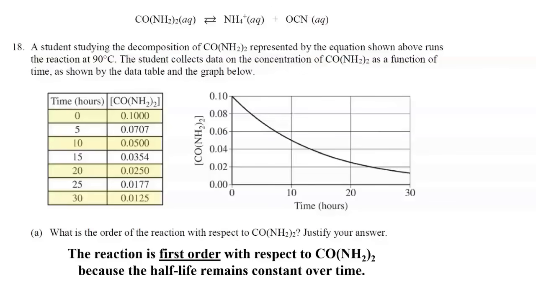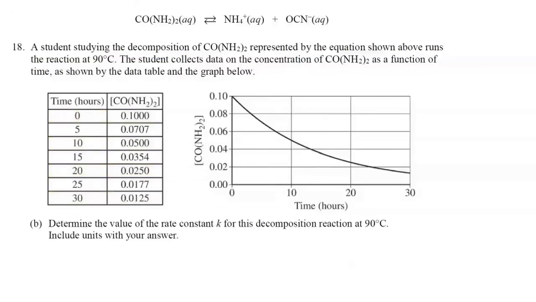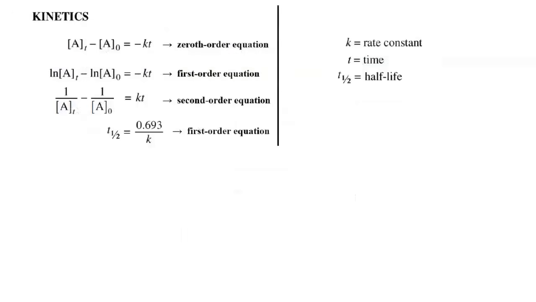So now that we know that this reaction obeys first order kinetics, let's see what they're going to ask us in part B that's related to this. Part B: determine the value of the rate constant K for this decomposition reaction at 90 degrees Celsius. Include units with your answer. When you look on the equation sheet, we know that there are different equations in the kinetics section. We know it's first order, and because we know the half-life, I'm going to use this particular equation. You can only use that equation for first order kinetics, and that's what we have here.